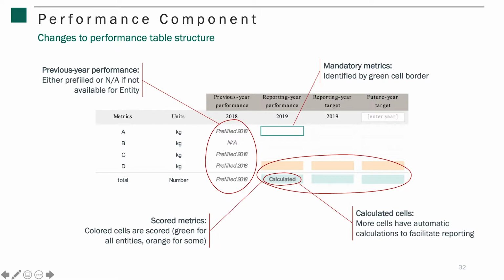Finally, more cells have been changed to automatically calculate correct values. This may be a total, a rate, or another sum. This automatic calculation aids entities in their data reporting and helps check data that has been put in. Note that in the portal, calculated cells may show 0 or NA until the data required for their calculation has been entered.